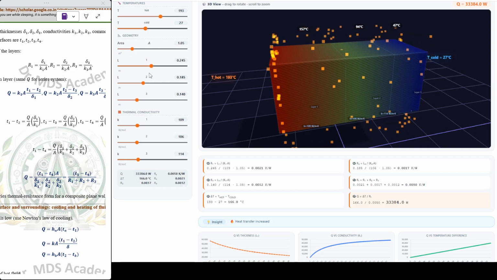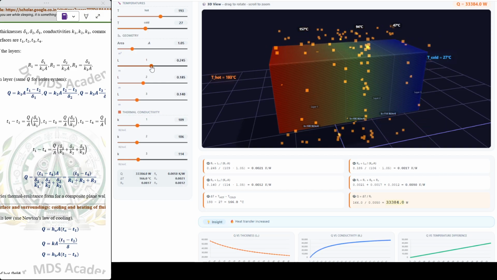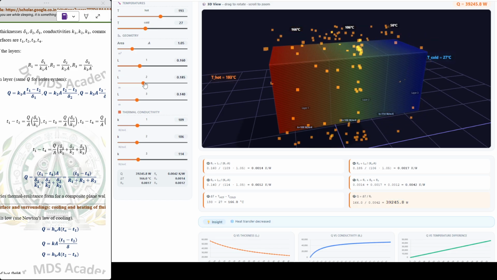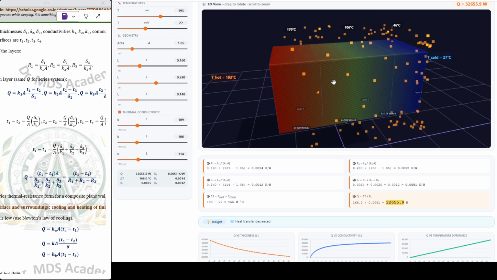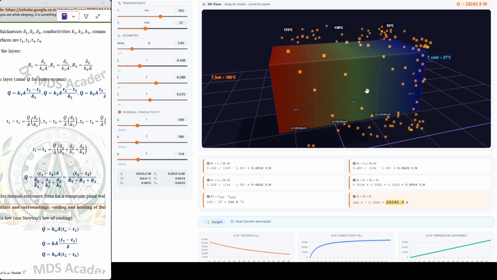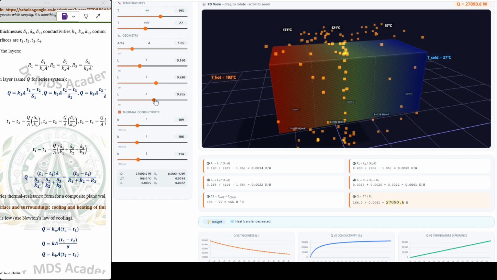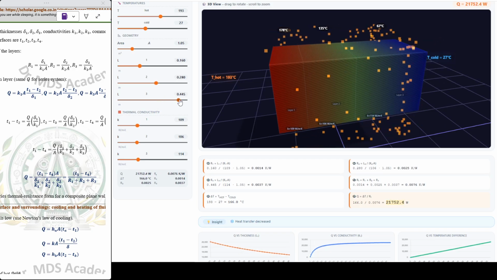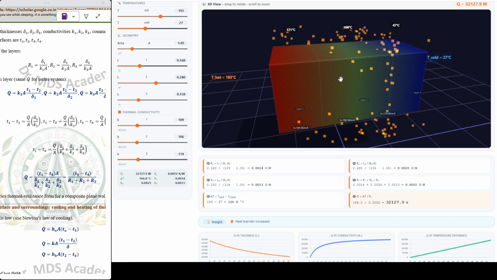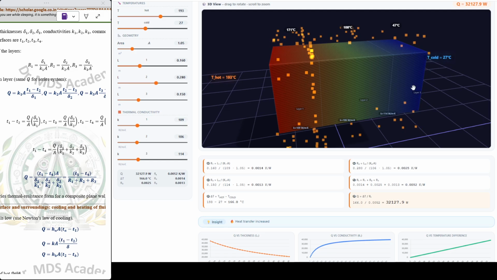This is one. L1 is up to this much length. L2 is the middle one, and L3 is the last portion. If we increase the length of L3, it gets increased. So this is L1, this is L2, and this is L3.